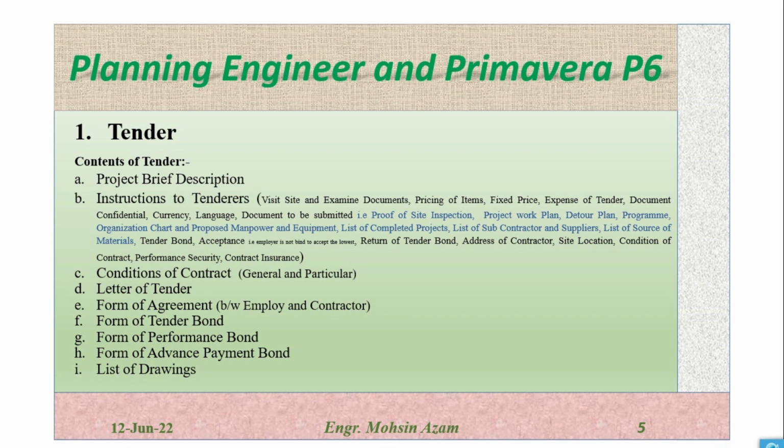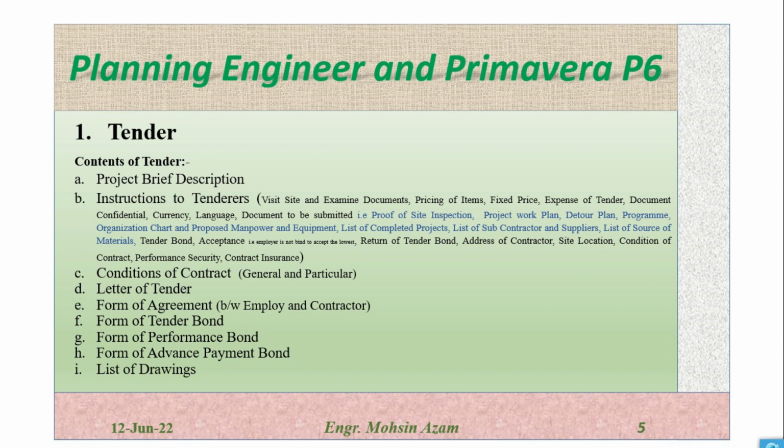Pricing of the items: they have to quote the prices as fixed prices. It will be written there clearly that the quotation which we submit for the tender, the price in the quotation, will be considered final, and the expenses of tender, all the expenses which we incur for bidding or for submitting the proposal for the tender, will be borne by the contractor itself.